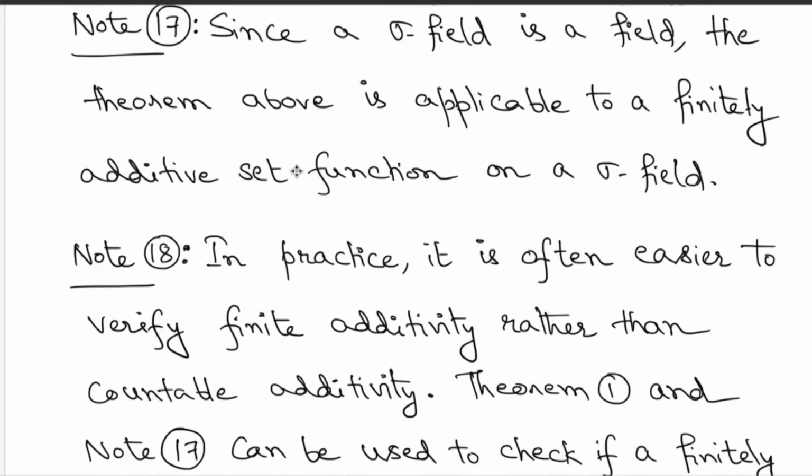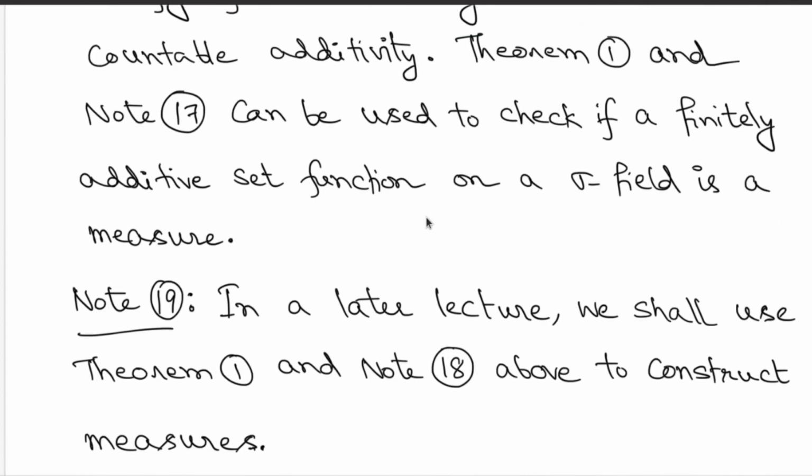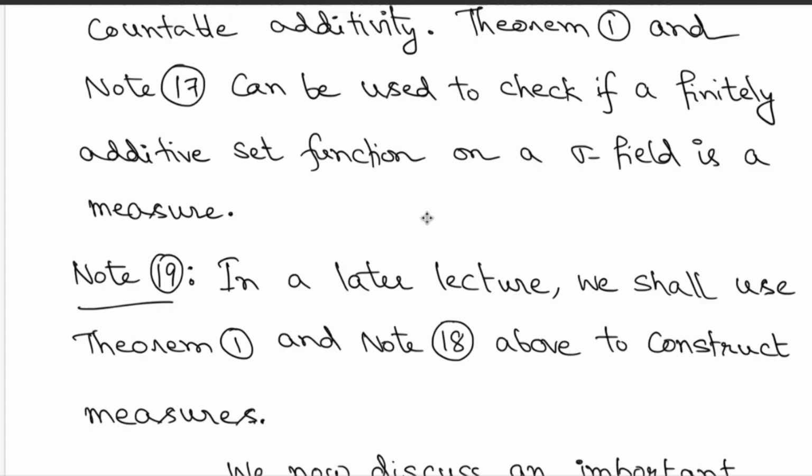Now what this theorem 1 and this note 17 tell you is that you can take finitely additive set functions on sigma fields and check the appropriate continuity assumption. If you have that, then as part of the conclusion of the theorem, you get that this set function is also countably additive. So therefore you get a measure. So this is a way of constructing measures. This is the content of note 19.